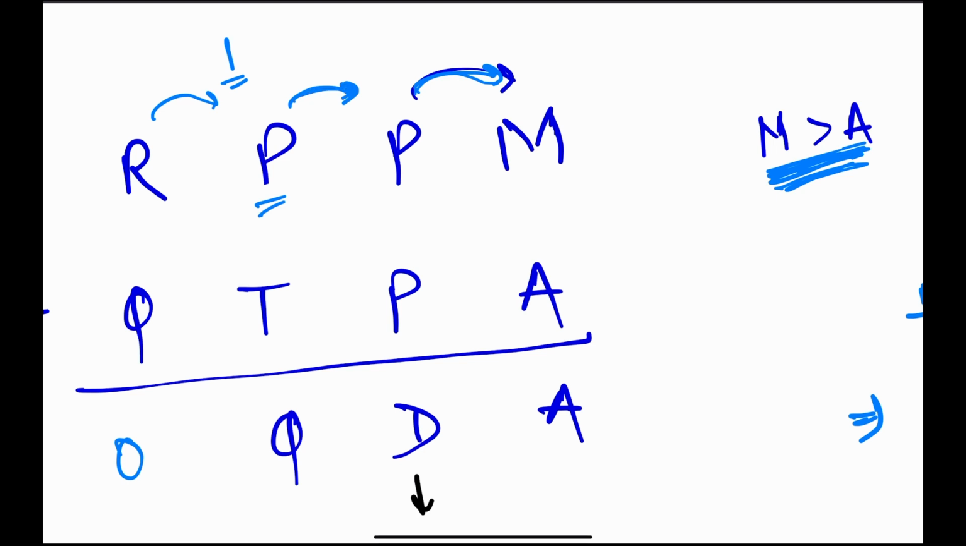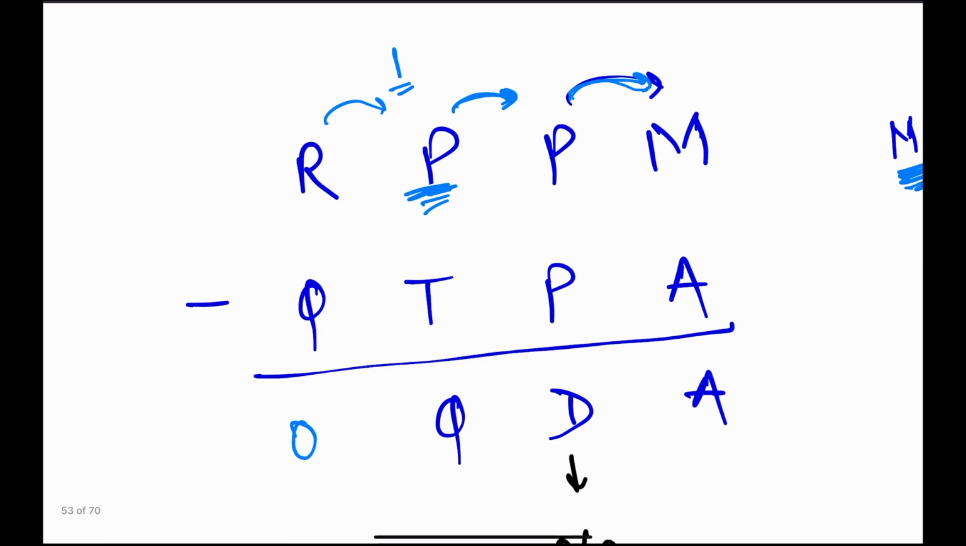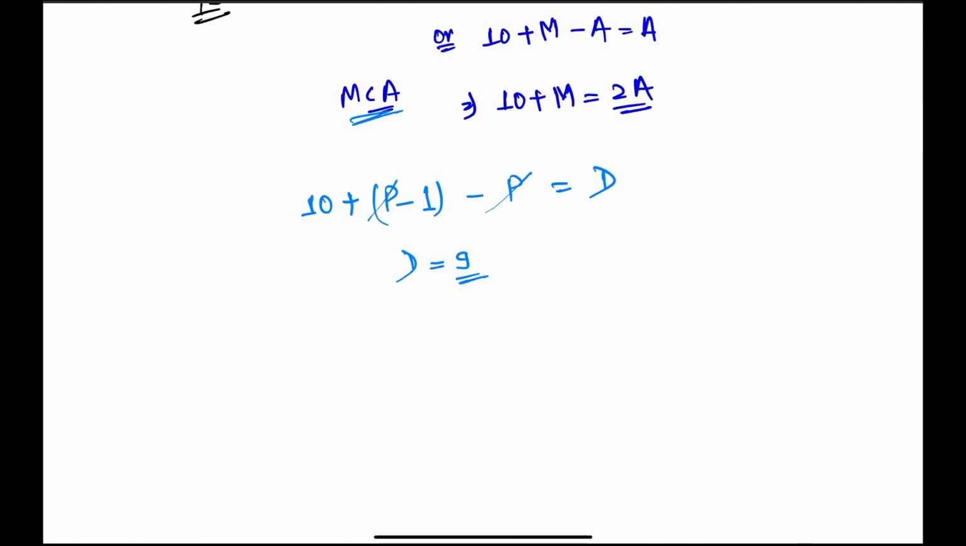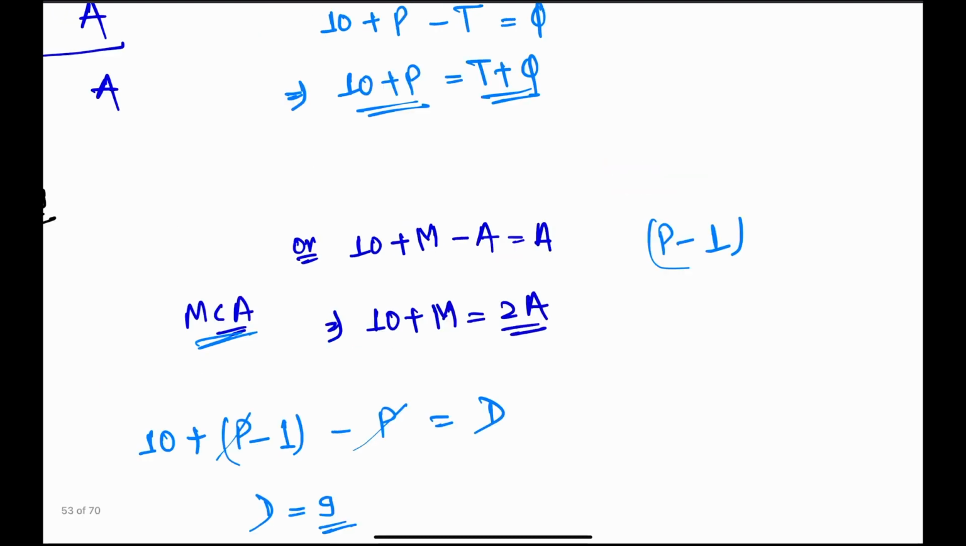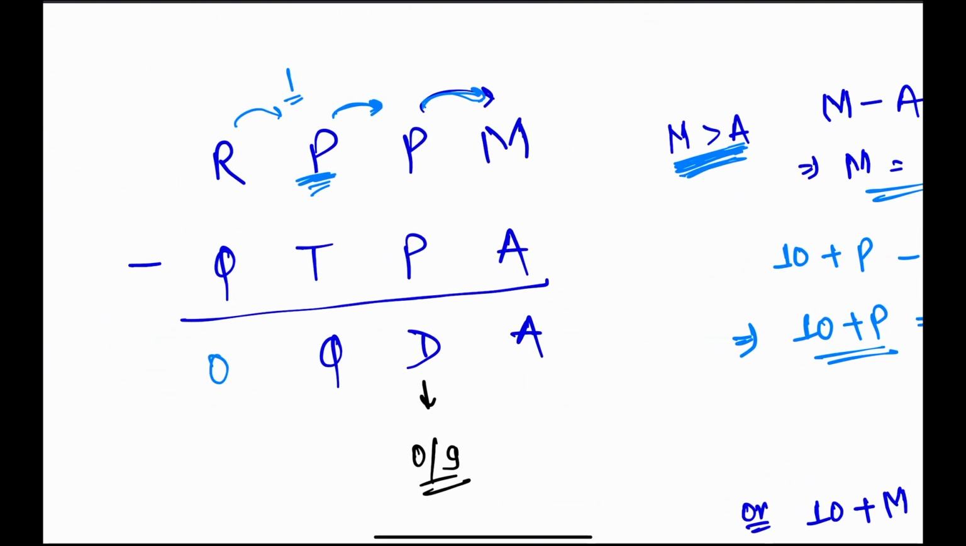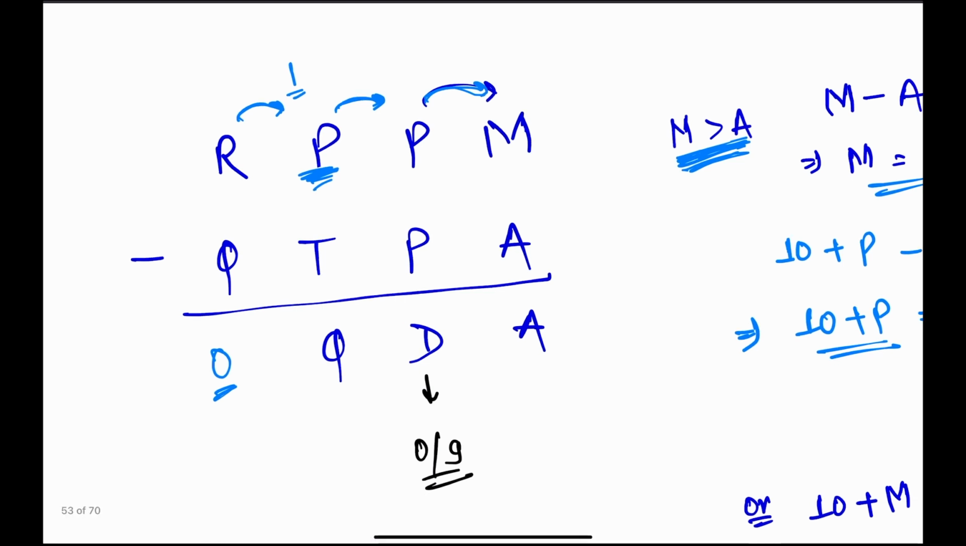So how much has this p become? This p becomes p minus 1. But then again, I know that for here to be 0, r has to give 1 carry. That's only possible if r minus 1 equals q in this case also.